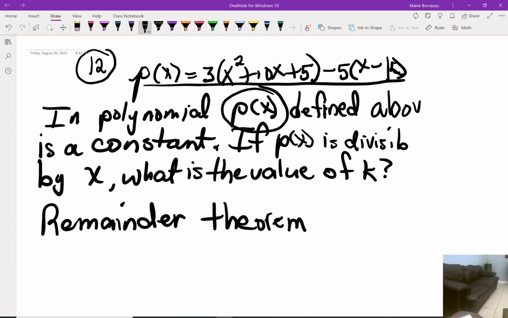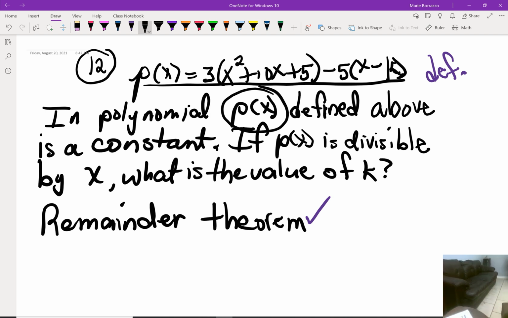All right, ladies and gentlemen, so we're going to look at number 12 because a lot of you had trouble with number 12, and I'll tell you why. It's very normal, and the reason why I say that is because this is a definition question. It's really testing your knowledge of a definition, and the definition that we are testing is the remainder theorem with respect to divisibility.